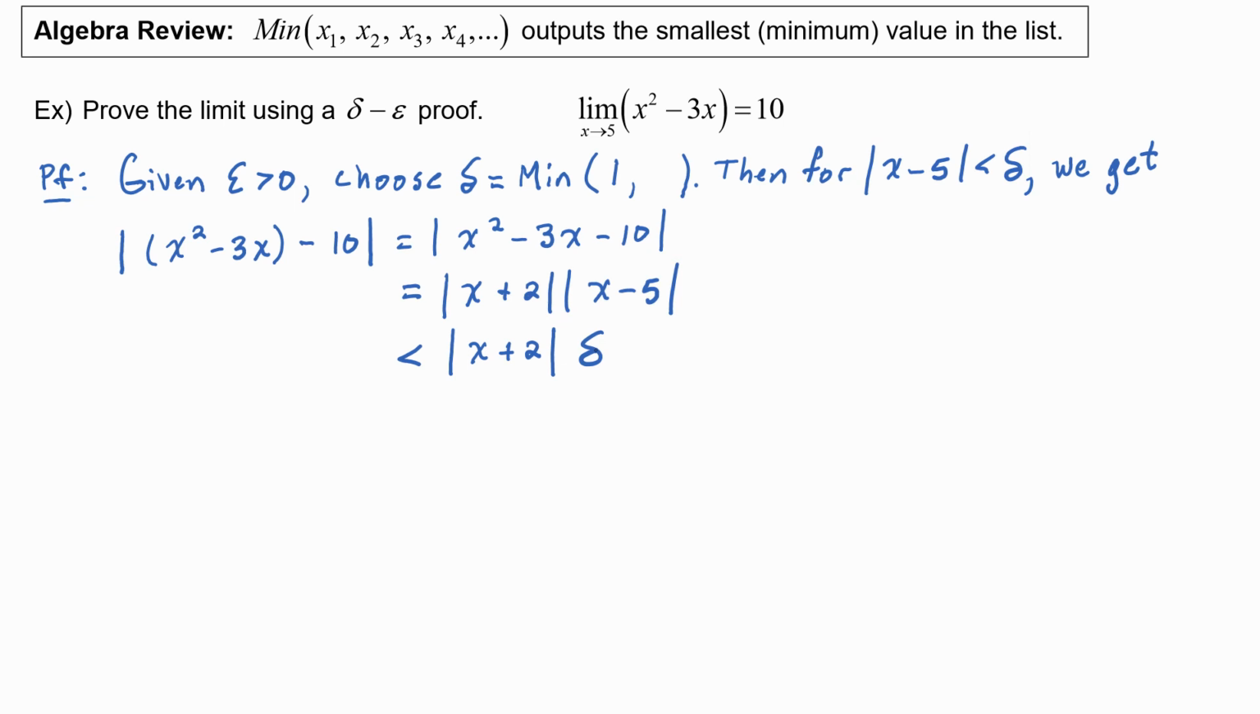Now, before we can figure out what delta is going to be, we have to take a look at this factor here of absolute value of x plus 2. And that's where this minimum function is going to help us. Let's go off on the side and make a little number line here. We know that our x value is approaching 5, so let's put 5 on our number line. Now we know that the interval around x means we could go delta in this direction or delta in this direction.